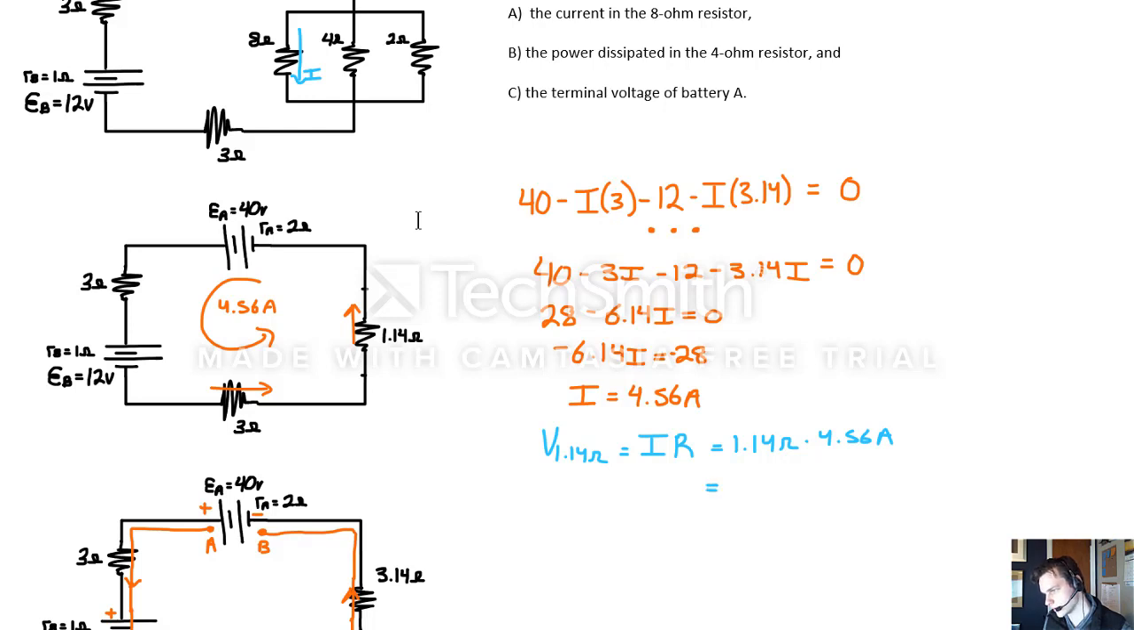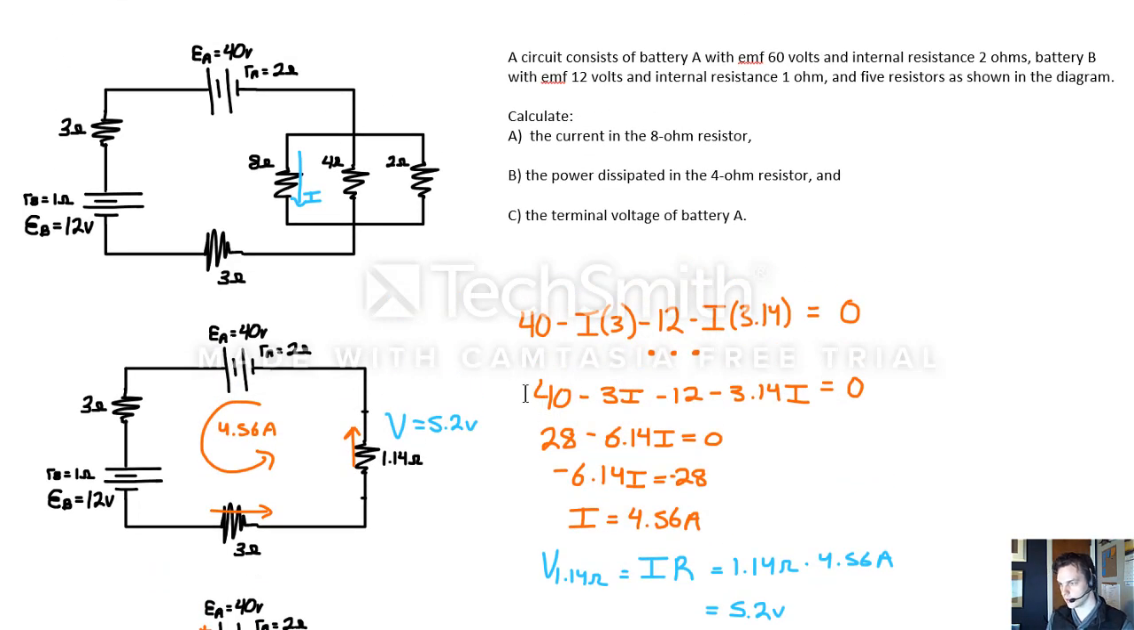We find that the voltage drop through here is about 5.2 volts. Now that's helpful for answering question A. Let's get it within the view here.